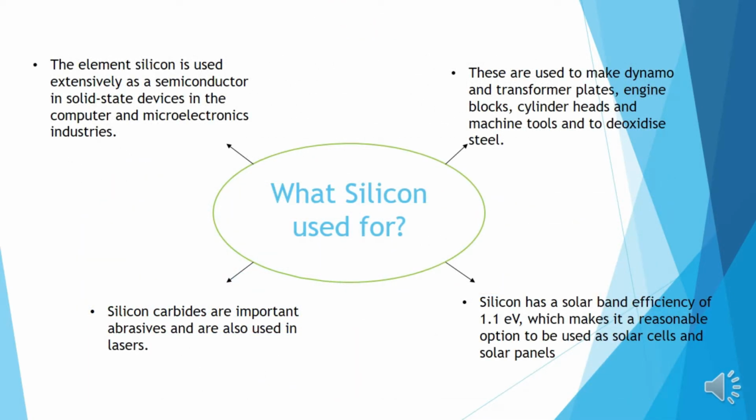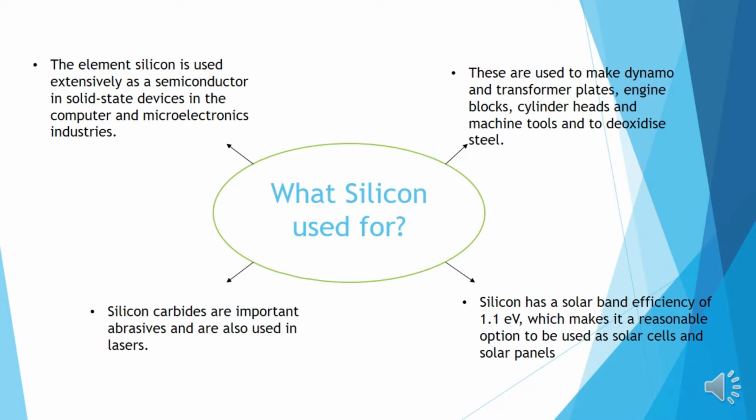So what is silicon used for? The element silicon is used intensively as a semiconductor in solid-state devices in the computer and microelectronic industries. It is also used to make dynamo and transformer plates, engine blocks, cylinder heads, and machine tools, and for dioxide seal. Silicon carbides are important abrasives and are also used in lasers.